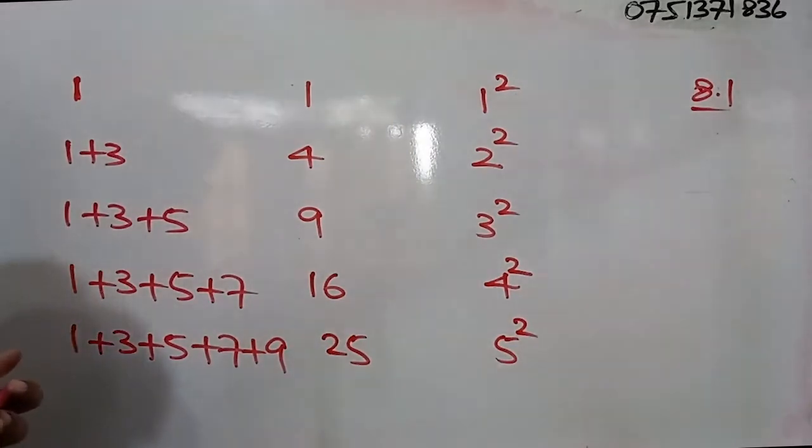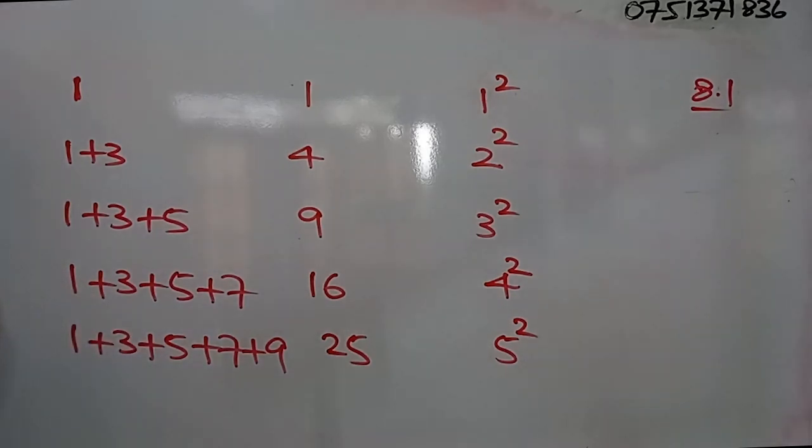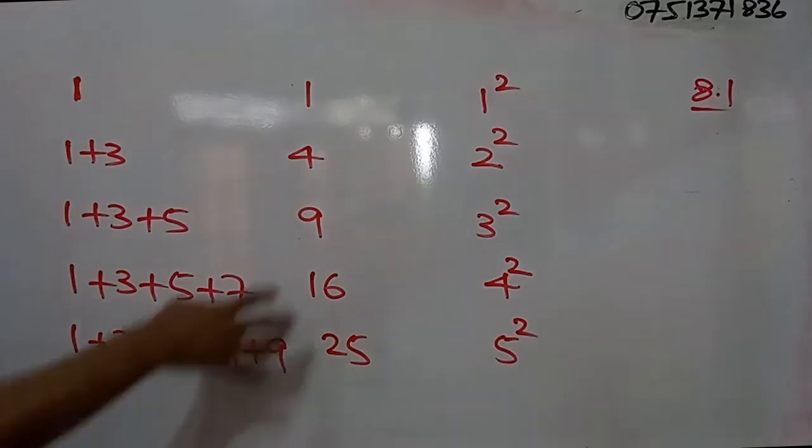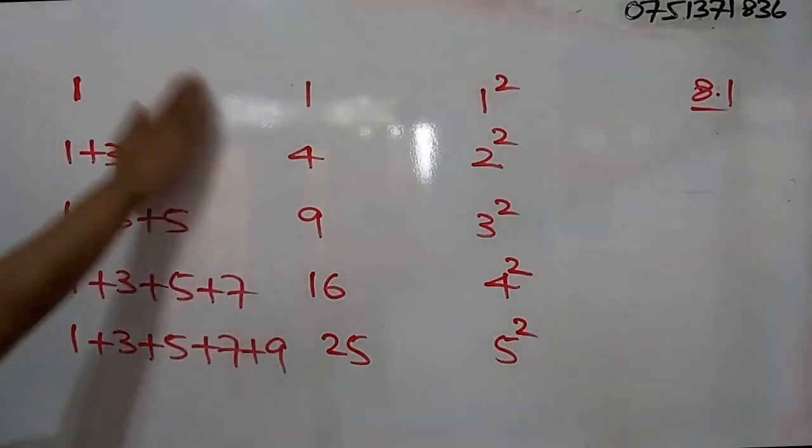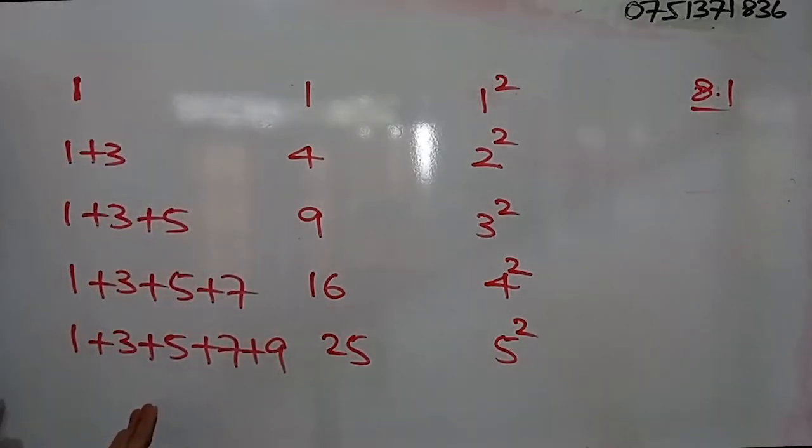Using the above table, write the special feature of the numbers that are obtained when consecutive odd integers started from 1 are added together. So when we observe the result, what can we say? Simple thing, no? What are these numbers? These numbers, all of them, odd numbers. To be more specific, all of them are consecutive odd numbers.